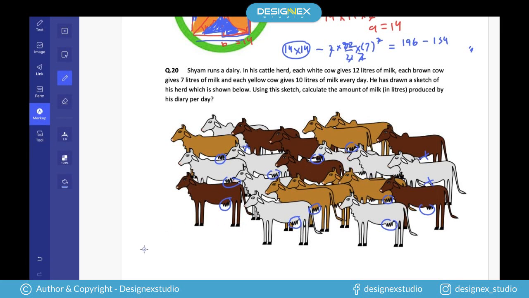Okay, so the white one would be 6, and the brown one would be 4, and the yellow one would be 6. And you can just see how much liter they give. That is into 12, into 7, into 10. That comes out to be 160 liters. That's the answer. So this basic observation was important.